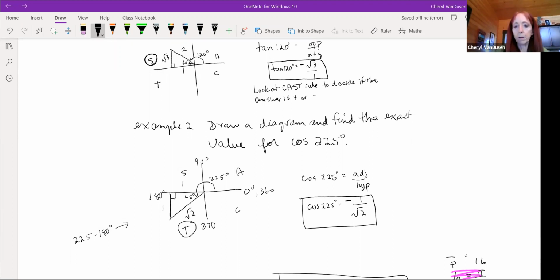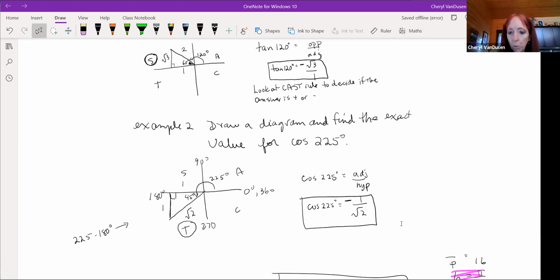Now, some places you'll see them rationalize the denominator. I'm not going to worry about that at this stage in our course. We haven't done radicals yet in our course. And so I'm going to take 1 over root 2 perfectly. Okay, I had a question here.